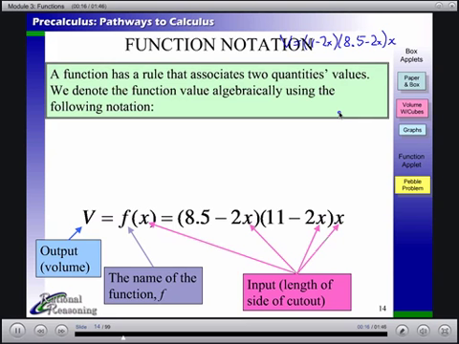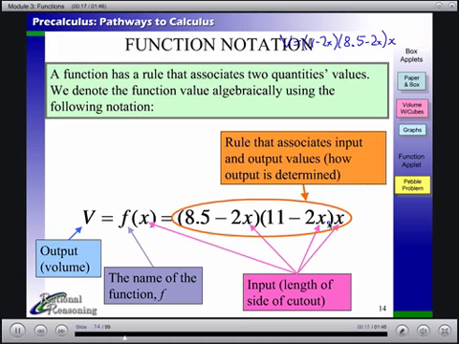The input then is in the parentheses. This is not f times x. Do you see that? It's not f times x. F of x. This is the name, and whatever's in the parentheses is your input into the function. And the rule tells you what to do to the input. So there's the rule.